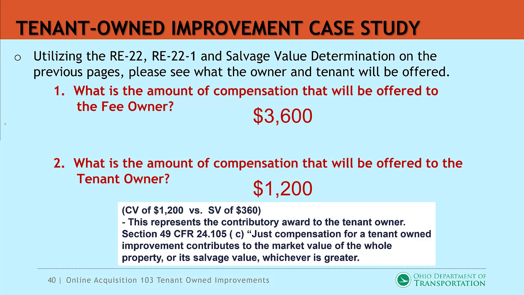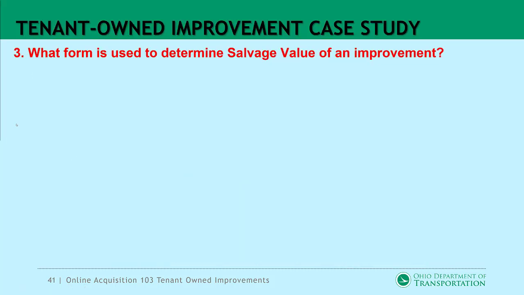And then here is a brief explanation of what we just mentioned. This represents the contributory value award to the tenant owner. We have a federal citation: just compensation for the tenant owner improvement contributes to the fair market value as a whole and/or its salvage value, whichever is greater. What form is used to determine the salvage value of the improvement? And that is the RE68 salvage value form. This was the document that's used to make your determination of the salvage value cost of that improvement.